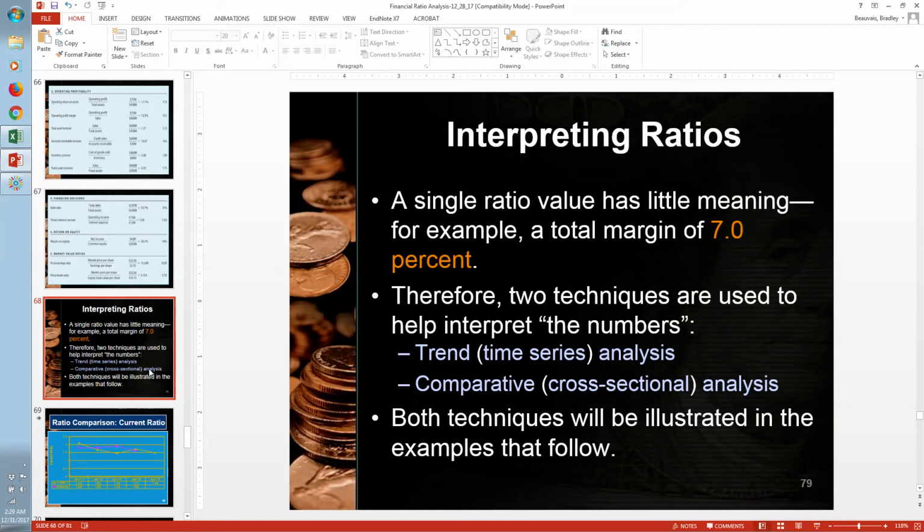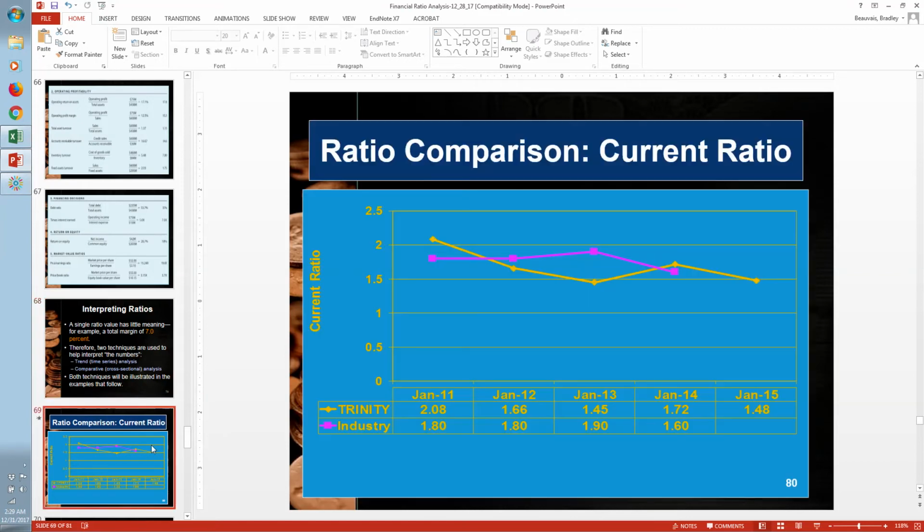So this next slide kind of touches on exactly what I was just talking about. We want to be able to look at these ratios across time, and we want to be able to look cross-sectionally within the organization and across organizations with respect to benchmarking. Okay, so this is another example where we can say against the industry, we're looking at the current ratio in this case, what's happening with this organization.